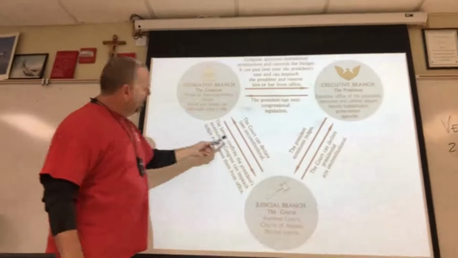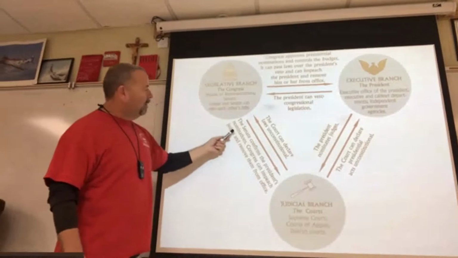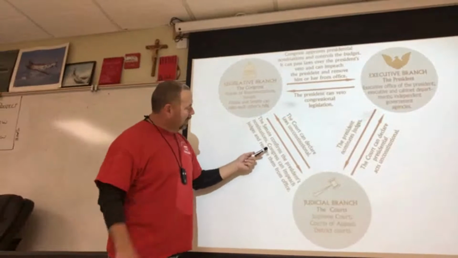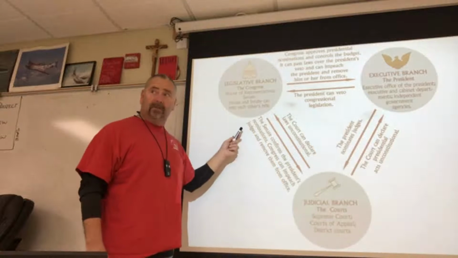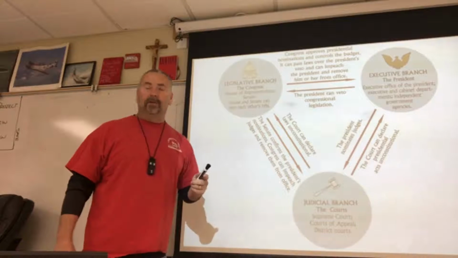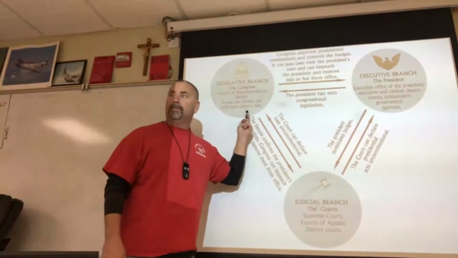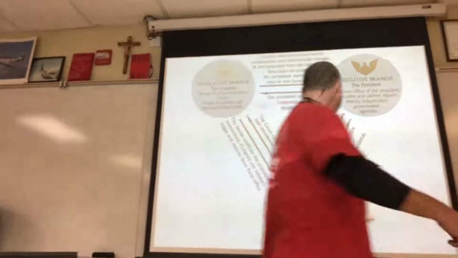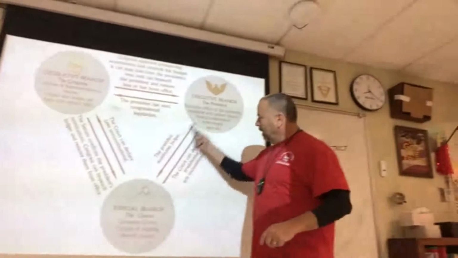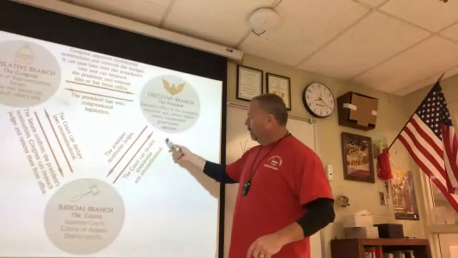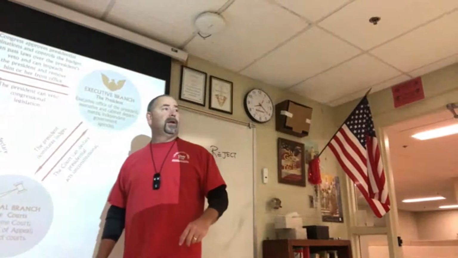All right, let's go over here. Senate confirms the president's nominations for the courts. Congress can impeach judges and remove them from office. And the court can declare laws unconstitutional. The president nominates the judges. The courts can declare presidential actions as unconstitutional.